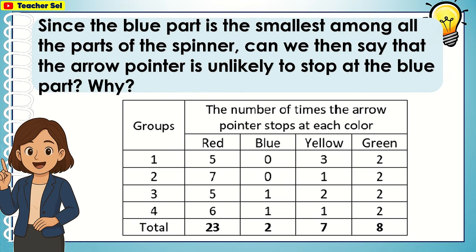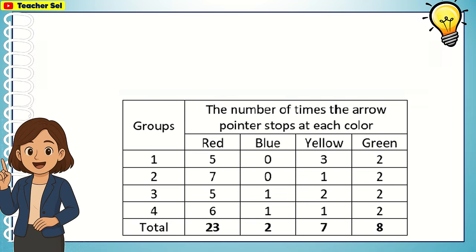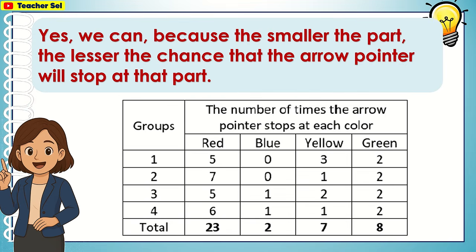Since the blue part is the smallest among all the parts of the spinner, can we then say that the arrow pointer is unlikely to stop at the blue part? Why? Yes, we can, because the smaller the part, the lesser the chance that the arrow pointer will stop at that part.